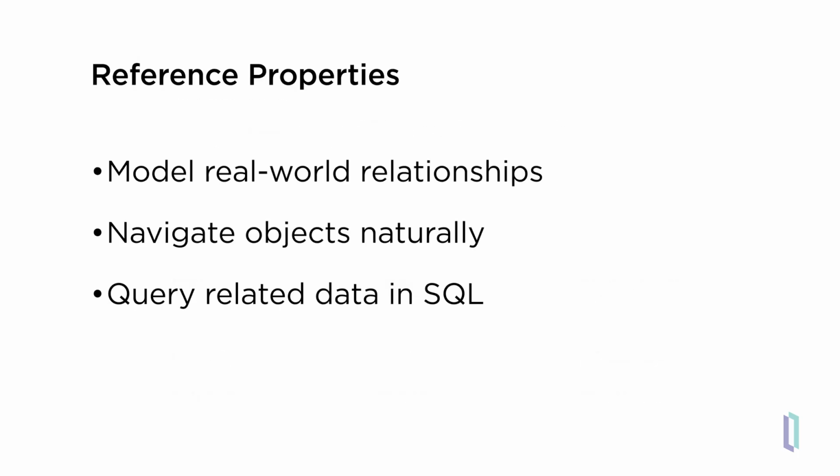Reference properties provide a powerful way to model connections between objects. They allow natural navigation in ObjectScript, Python, and SQL, and the platform handles loading, saving, and query optimization automatically. By using reference properties, you can work with related data without manually managing object references or SQL joins.